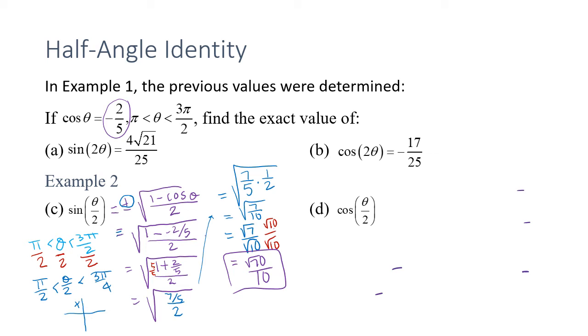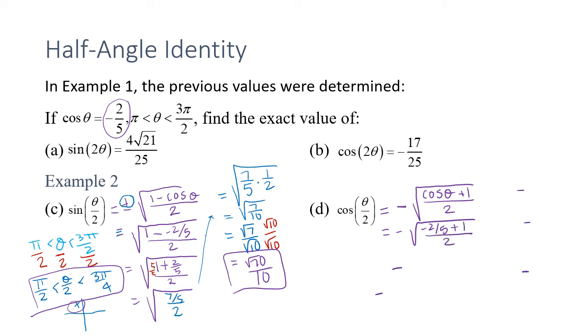So now if we're doing the cosine of theta over 2, again we found that theta over 2 is in this second quadrant, which means that cosine is going to be negative. So when I write the formula for this, instead of the positive, I'm going to use the negative. So the formula for the half angle for cosine is cosine of theta plus 1 over 2. So this is going to give us cosine of theta is negative 2 over 5 plus 1 over 2. Combine that fraction on the top.